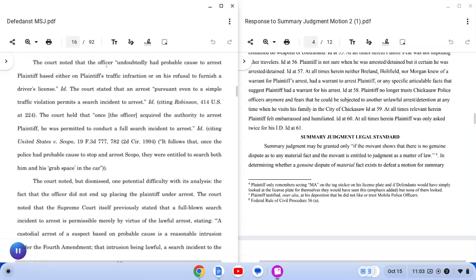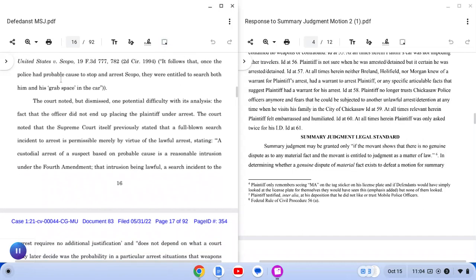The court noted that the officer undoubtedly had probable cause to arrest plaintiff based either on plaintiff's traffic infraction or his refusal to furnish a driver's license. Yeah, because he was lawfully stopped and lawfully. Well, I ain't gonna say lawfully stopped because we talking about driver's license and all that. Whatever. Anyway, the court stated that an arrest pursuant even to a simple traffic violation permits a search incident to arrest. The court held that once the officer acquired the authority to arrest plaintiff, he was permitted to conduct a full search incident to arrest.